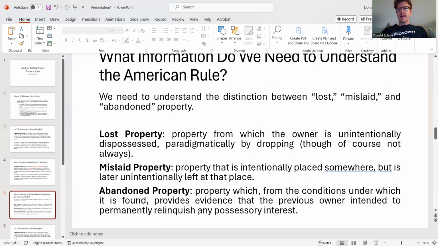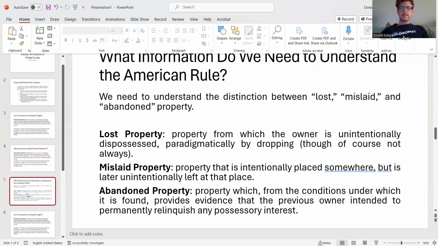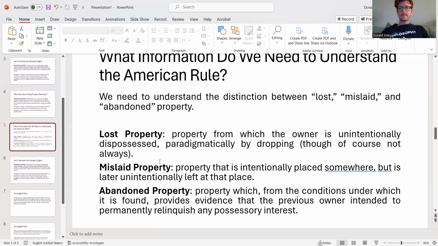So we have these three categories of property recognized by American law. You have lost property, unintentionally dispossessed, usually by dropping. You have mislaid property, intentionally placed and then forgotten about. And then you have abandoned property. It's just property which, from the conditions under which it's found, provides you with this evidence that the previous owner intended to permanently sever all possessory interest in that item.